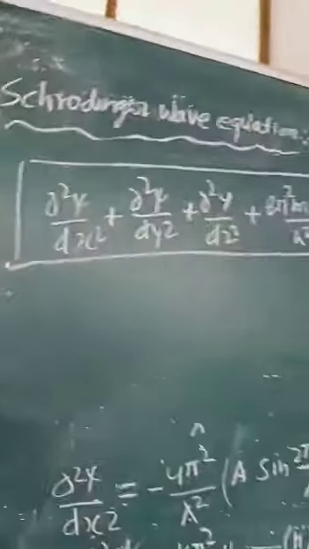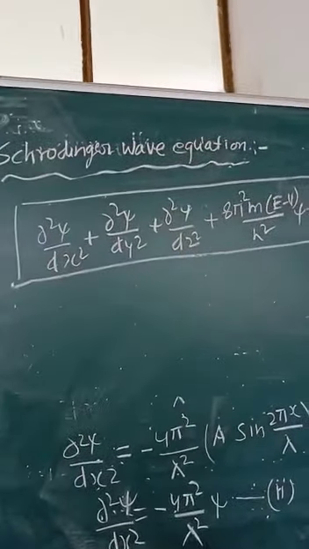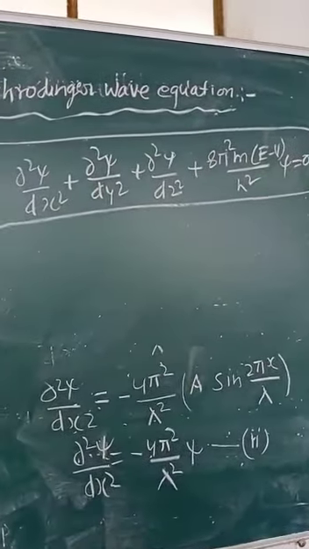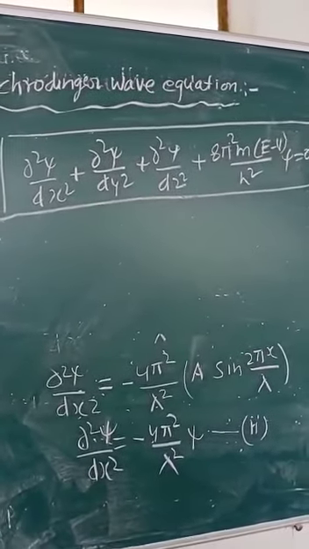This is the final equation of the Schrodinger wave equation. Okay, students, finally we find the Schrodinger wave equation. This is the derivation of the Schrodinger wave equation. That's all.